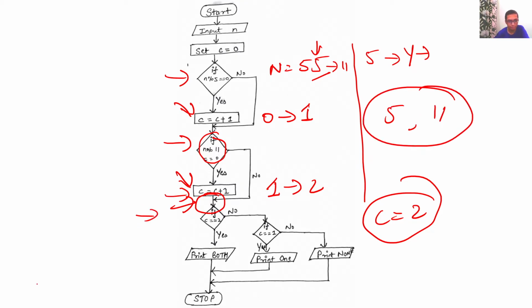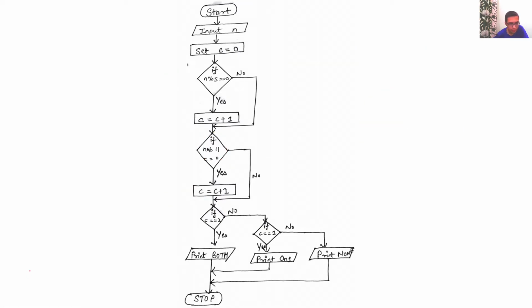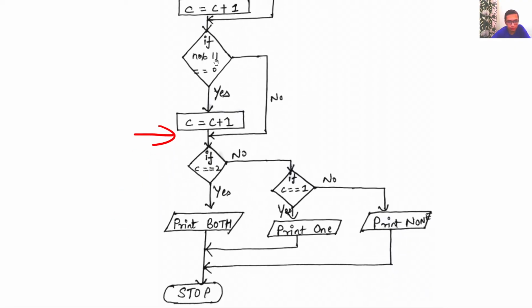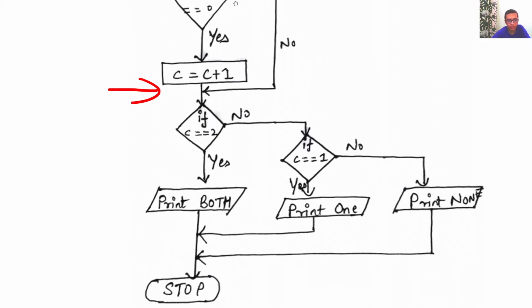And over here, let me zoom it. Over here, we will simply check if c is equal to 2, which means that it is divisible by both. Then we will simply print both. Otherwise, we will again check if c equals 1. So if c is 1, then we will print 1. And if c is neither 2 nor 1, then we'll simply print none, right? And then we will simply stop.